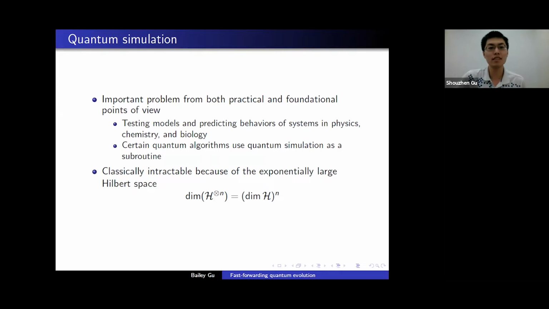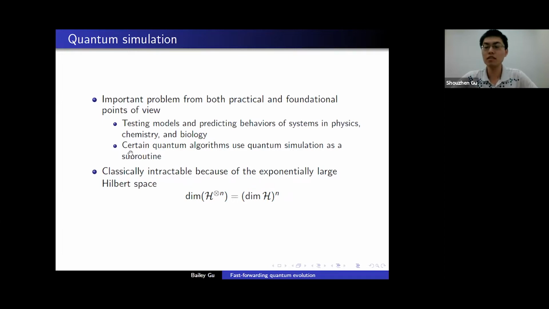On the more theoretical side, aside from being an interesting problem in its own right, quantum simulation can also be used as a subroutine in other quantum algorithms. So for example, the HHL algorithm for solving linear systems uses quantum simulation as a subroutine, and quantum phase estimation also uses it as a subroutine, which I will talk about a bit later in the talk.